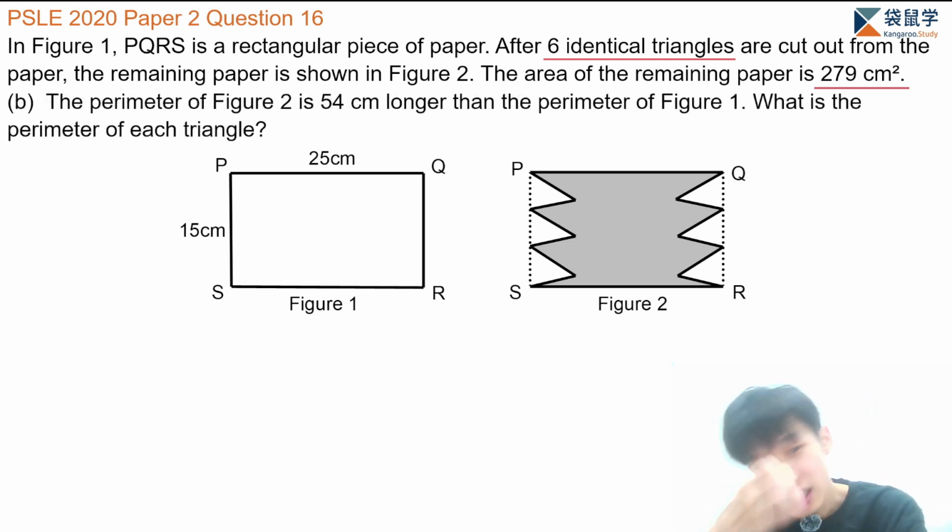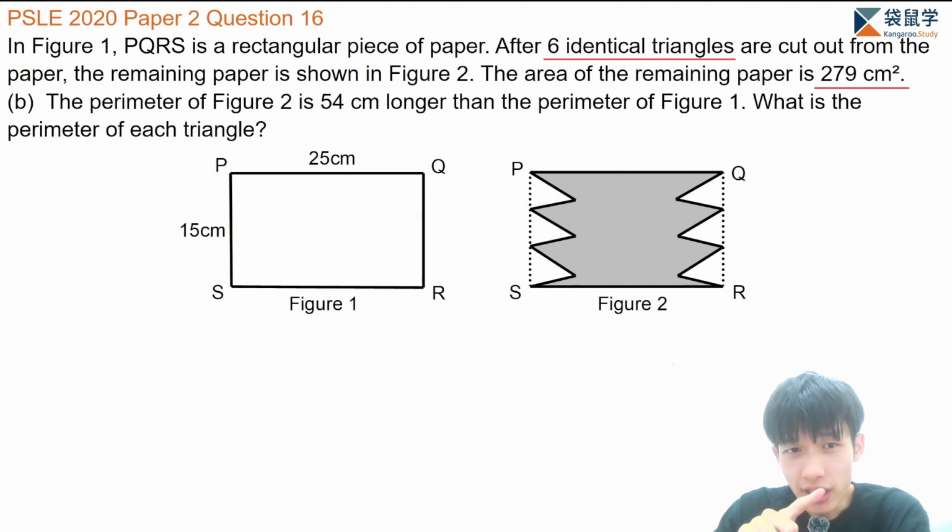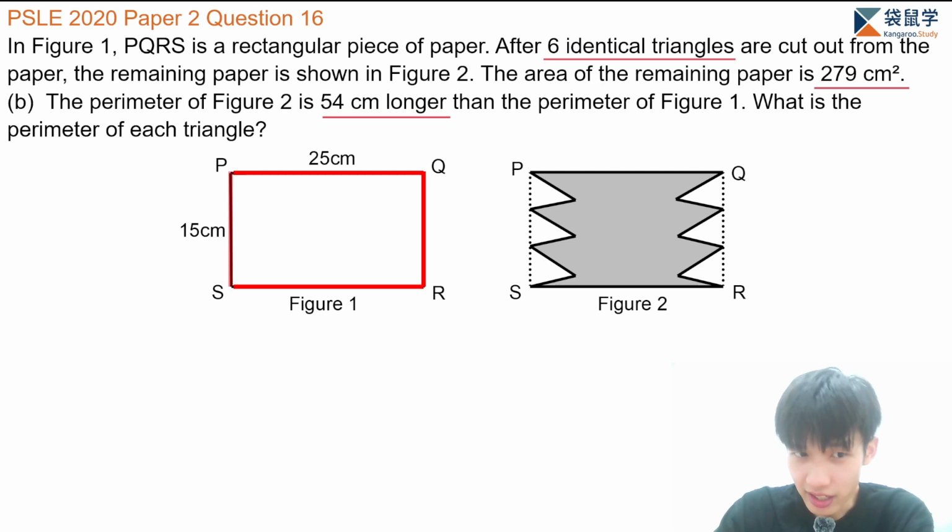Question B asks, the perimeter of figure 2 is 54 centimeters longer than the perimeter of figure 1. And what is the perimeter of each triangle? This question gives us that figure 2 is 54 longer than the perimeter of figure 1. So it's between perimeters. First of all, let's compare the perimeters. Here is figure 1. And for figure 2, marked in blue, here is the perimeter of figure 2, and they have the difference of 54 centimeters.